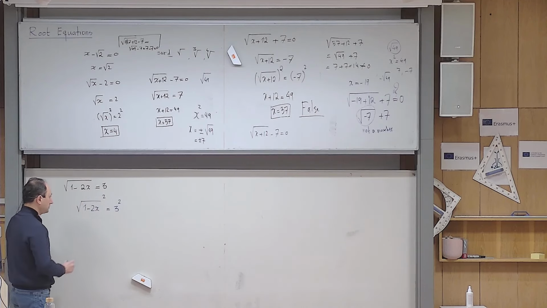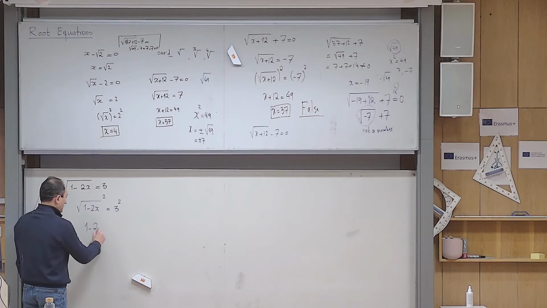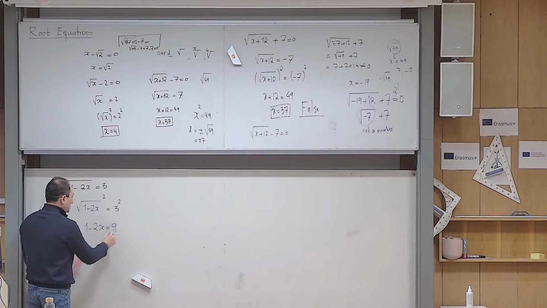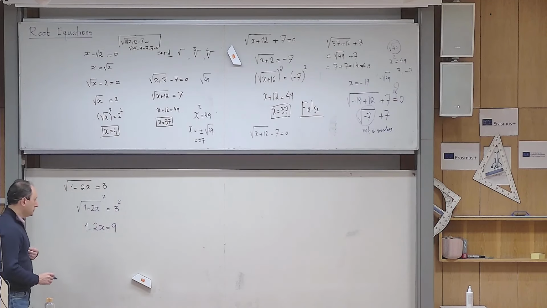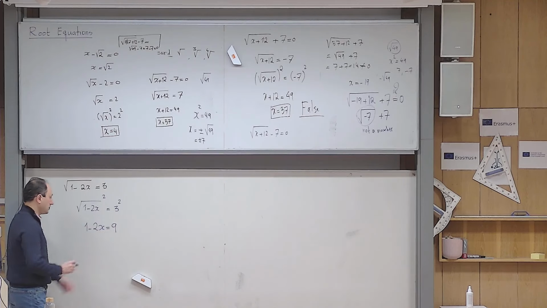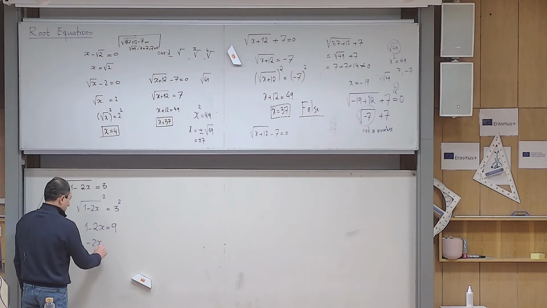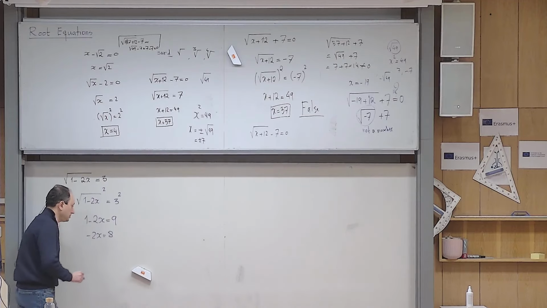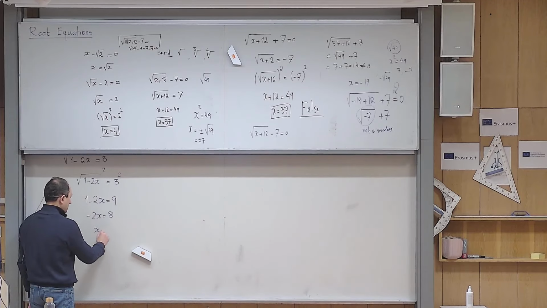So what is left? 1 minus 2x. What is on the right? 9. And this is a very standard Math 1C problem. So I move 1 to the other side. It becomes 8. Yes, 9. I move 1 to the other side. Minus 1. It becomes 8. And then what happens? x becomes what?